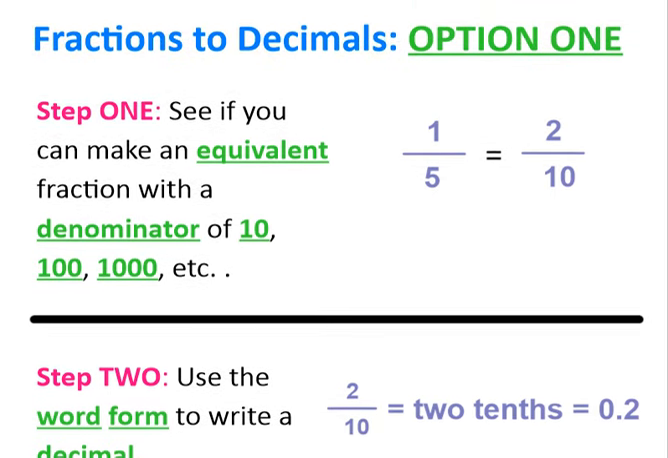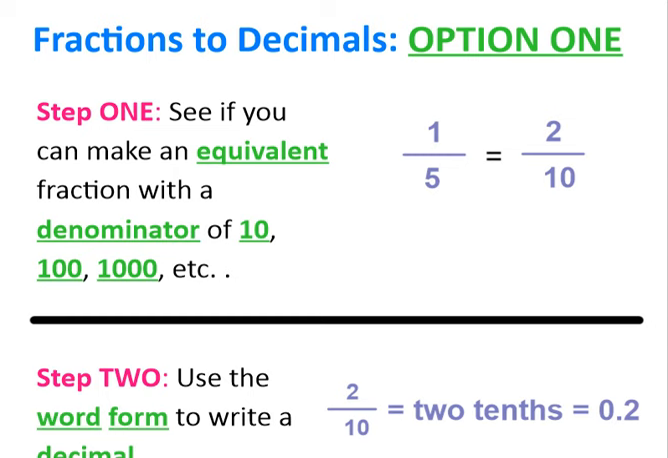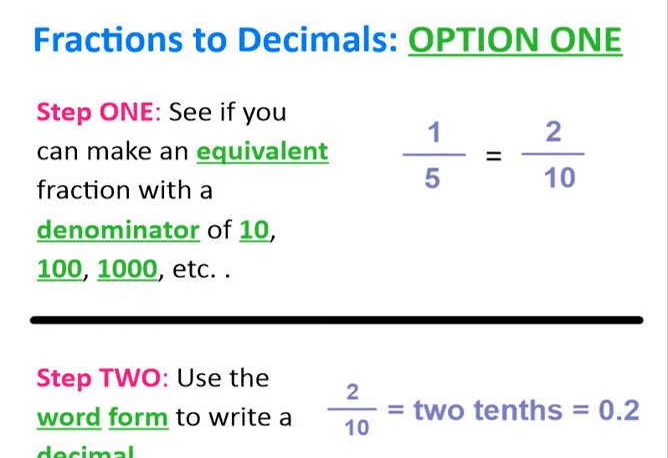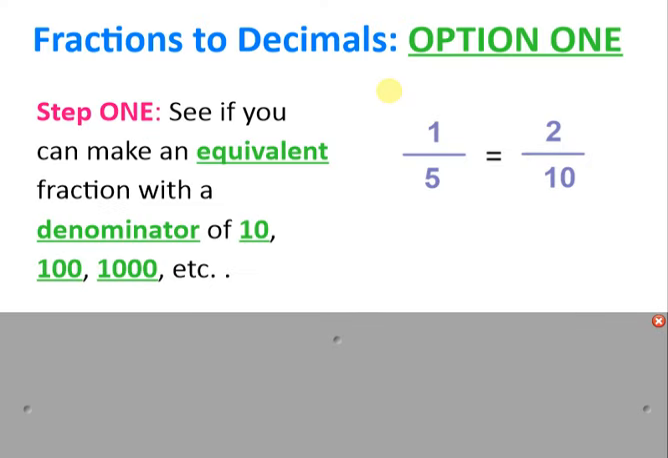Now, full disclosure, with option number one, it will not always work, and I'll show you how you'll know if it will work or not. With option number one, step one, right away you'll be able to determine if it will work or not. Step number one is you need to see if you can make an equivalent fraction with a denominator of 10, 100, 1,000, 10,000, 100,000, etc.